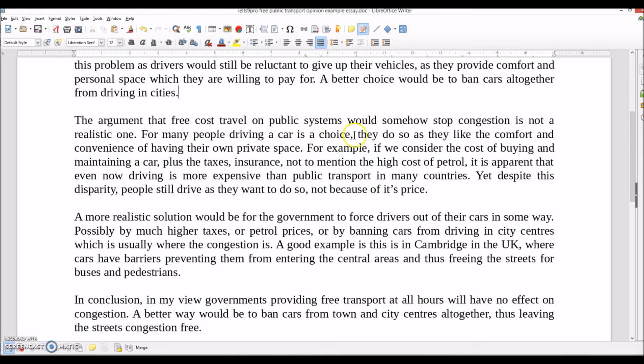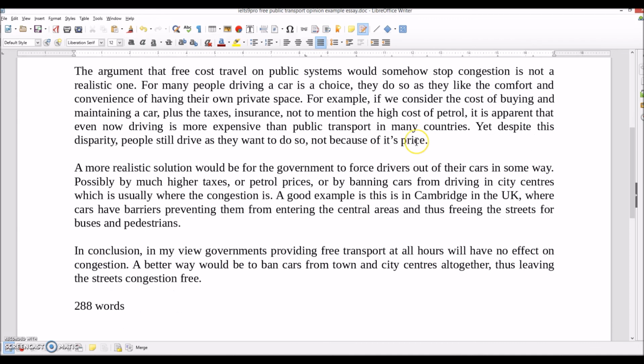Why? For many people, driving a car is a choice. It isn't about cost. People drive because they like their own personal space. They like to listen to the music and drive around wherever, which you might not be able to do on public transport. So, for example, and as you will see, I have 2 clear examples. As I mentioned before, your essay needed some. So, if we consider the cost of buying and maintaining a car, plus the taxes, and so on, driving is more expensive than public transport. So, if the argument is that people drive cars because public transport is expensive, well, that's not true, because if you have to buy a car, maintain a car, then you've got to pay tax on it, insurance. So that argument doesn't work. So that's reason 1 why I disagree.